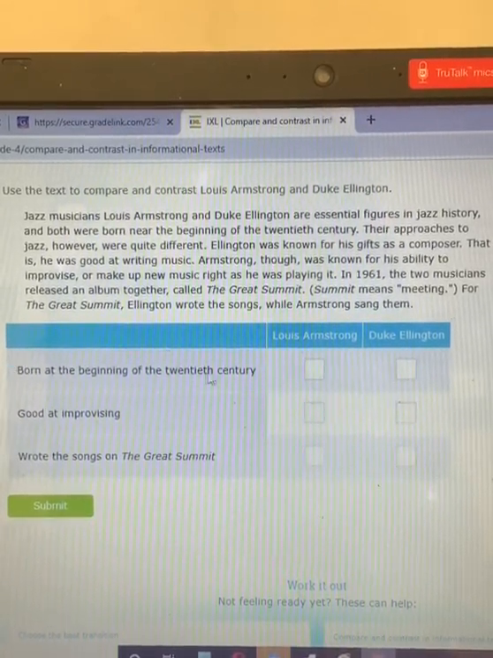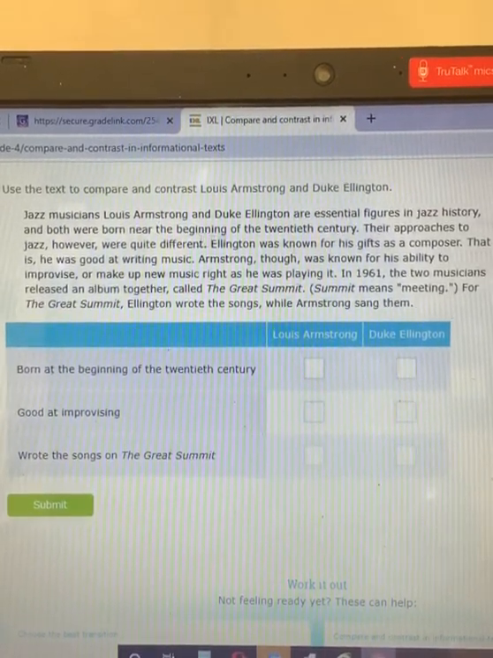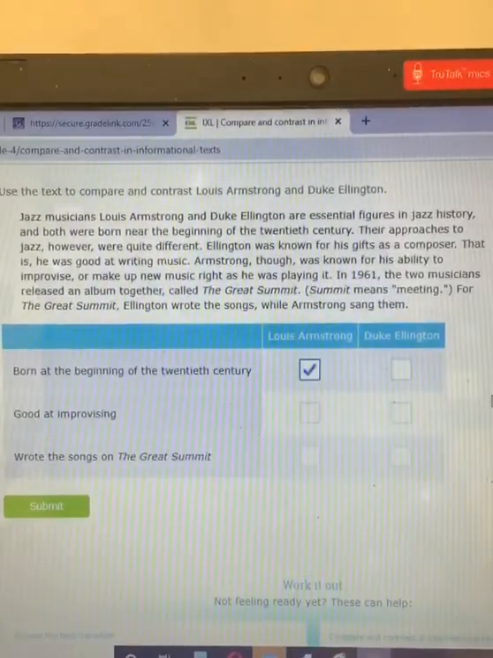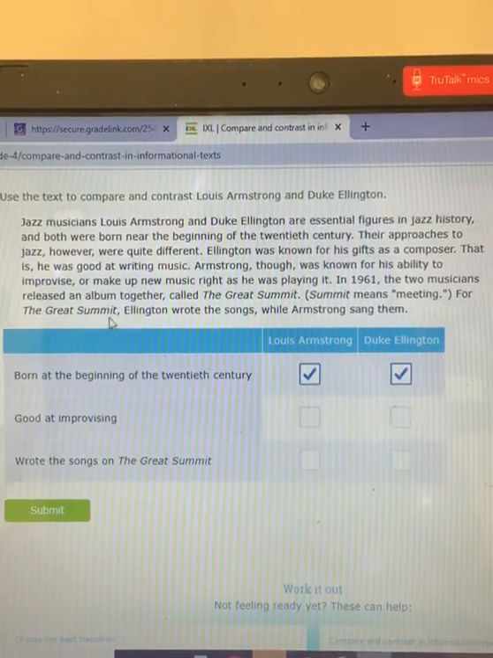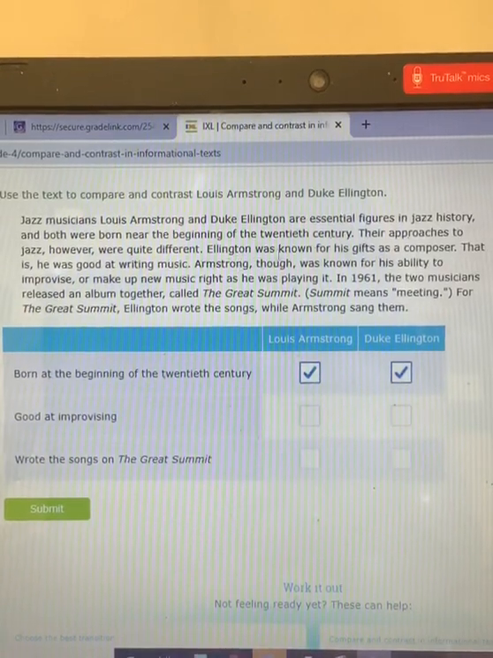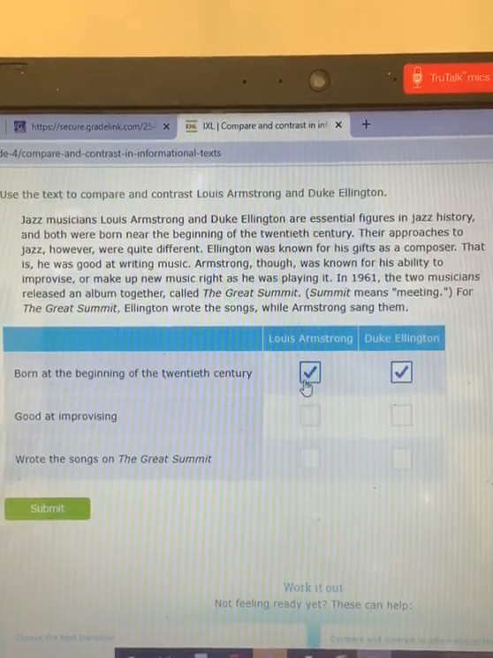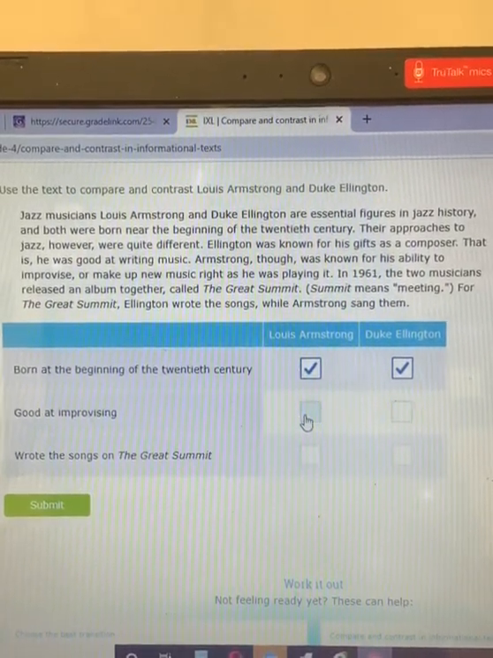Okay, born at the beginning of the 20th century. Both were born near the beginning of the 20th century. So we would mark Louis Armstrong for that. We would mark Duke Ellington. Good at improvising? Well, we know Ellington was a composer, so he wrote music. Armstrong was known for his ability to improvise or make up new music right as he was playing. So that would be Louis Armstrong.